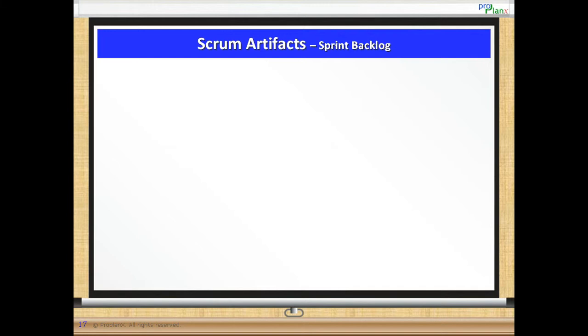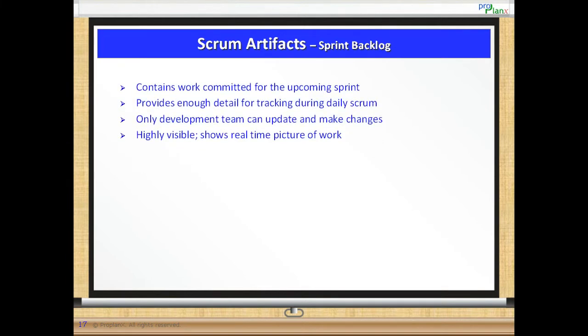Sprint backlog. Sprint backlog shows work to be done and only the development team can make changes to it. Recollect that during the sprint planning meeting, a sprint backlog was generated. This contains work committed for the upcoming sprint and consists of tasks and team assignments. Thus, it provides enough detail for tracking during daily Scrum.